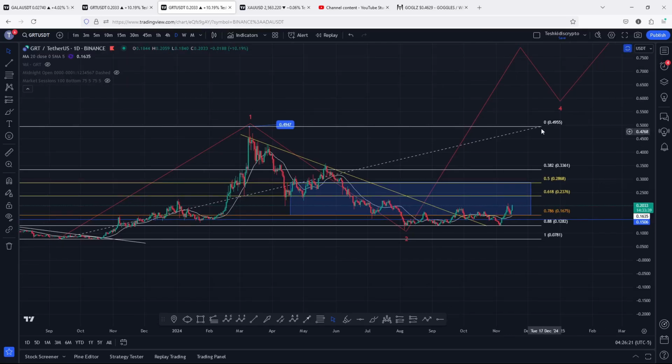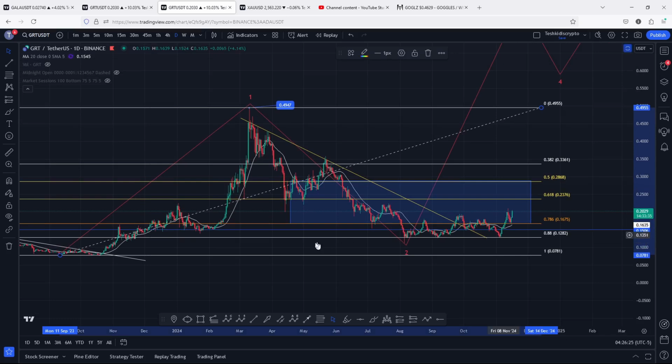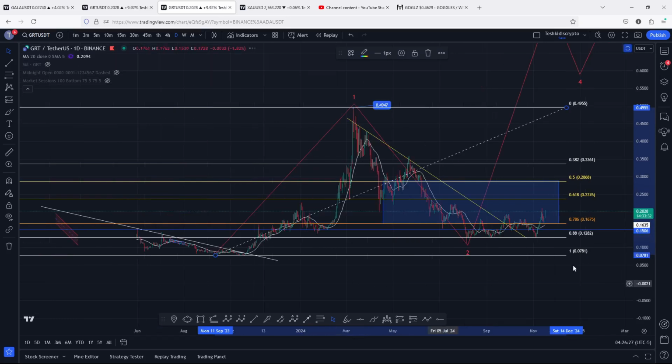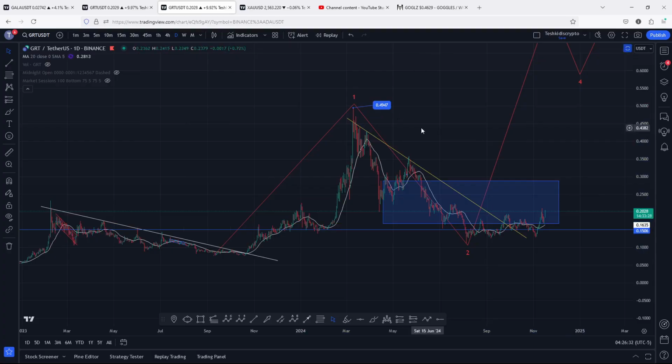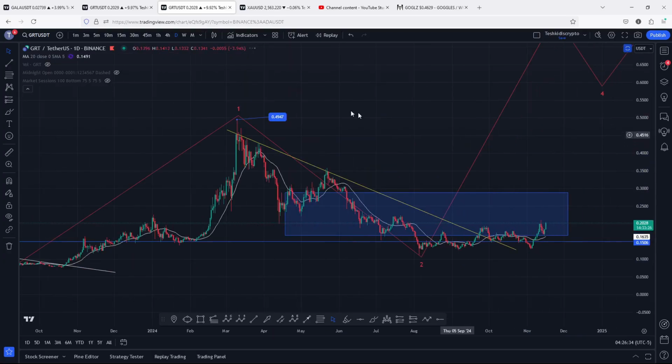And in case of any sudden pullbacks, losing the Fib level 0.88, then I will be expecting to see a reset of the bear market lows, and that is the worst case scenario that can play out here on the GRT chart. So that is all I'm expecting on the short term and also on the long term, and let's be patient and see how that plays out, and I will be keeping you up to date.